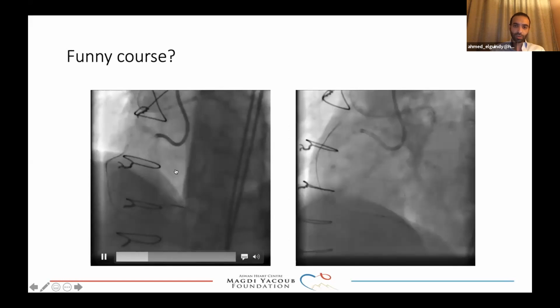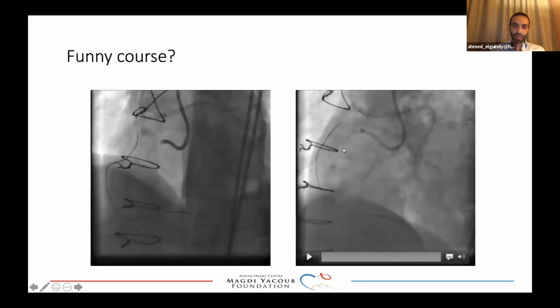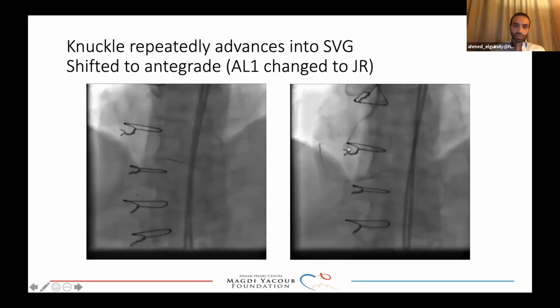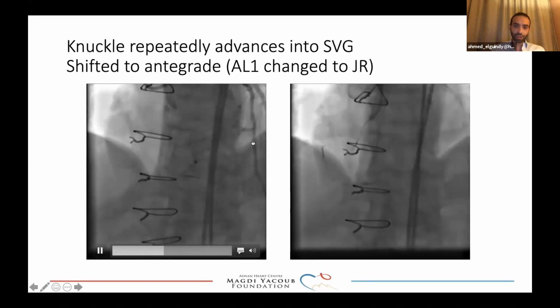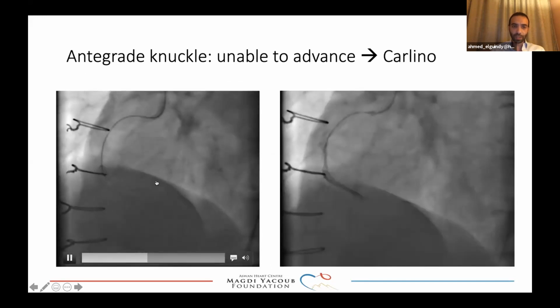Going retrograde with the knuckle, you can appreciate that the knuckle initially went into the saphenous vein graft rather than to the proximal part of the right coronary artery. So we had to dissect antegradely to try to resolve this course ambiguity. And now we have the two systems overlapping at the mid-RCA.